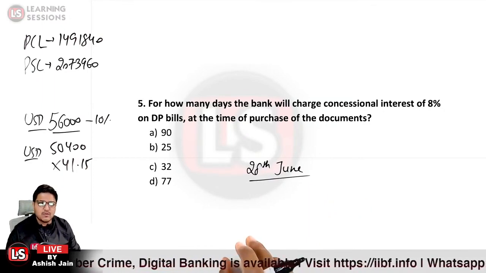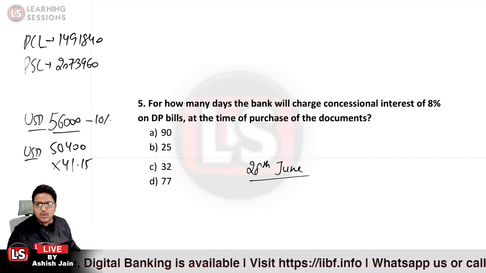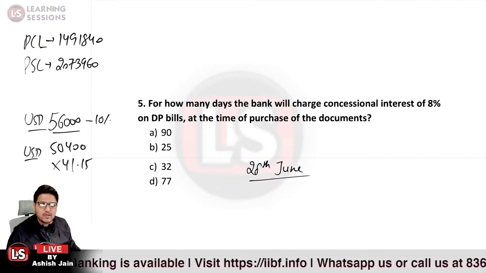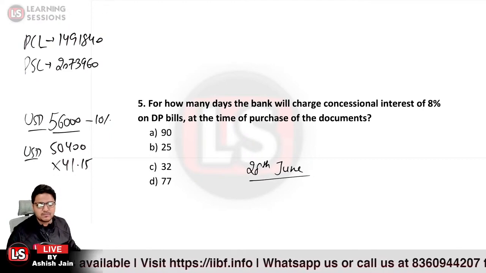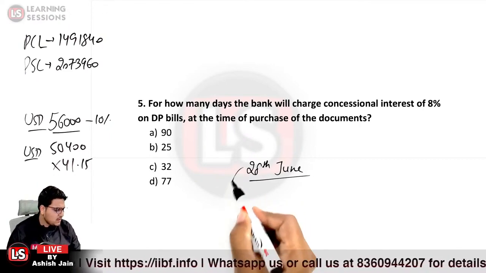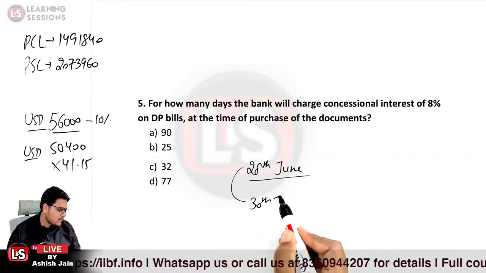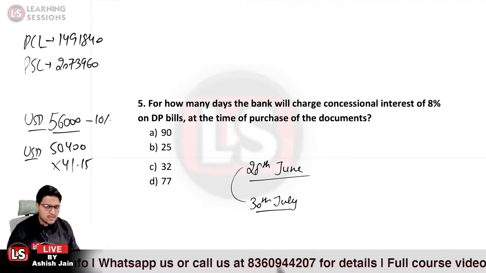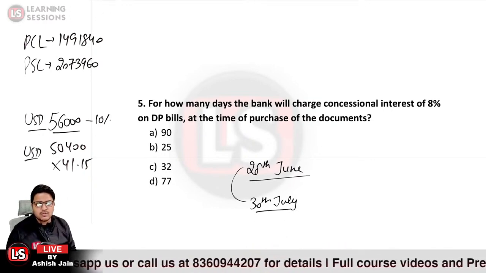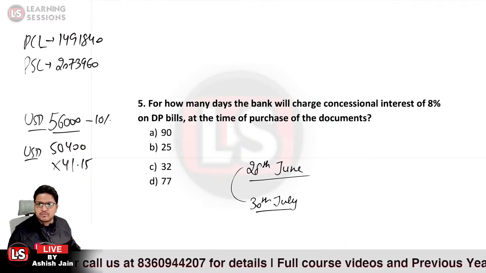these documents were further realized on what date? These were realized on 30th of July. So what would be the right answer related to it?